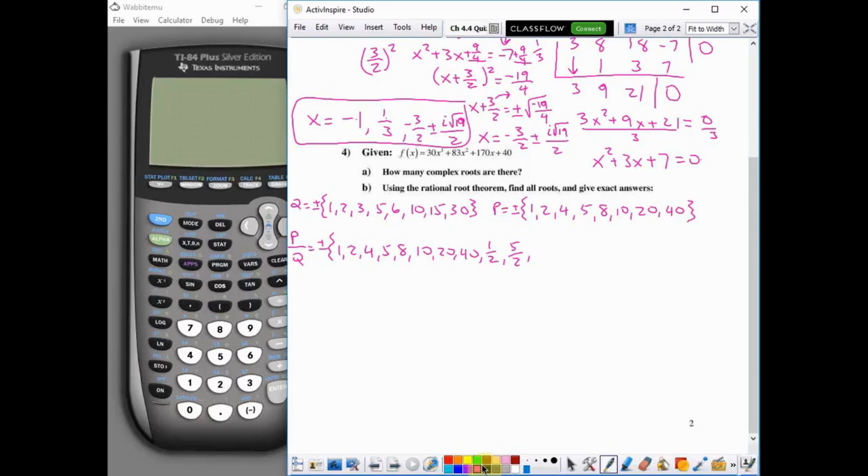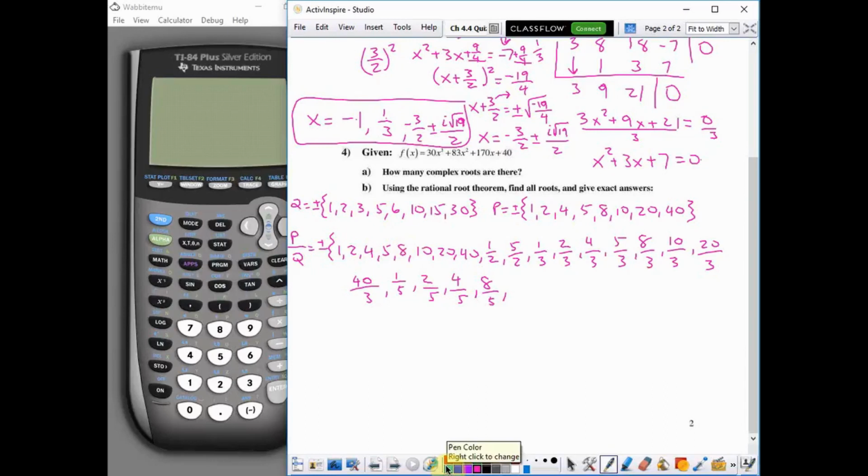So we've got those. All the P's over 3. 1 over 3. 2 over 3. 4 over 3. 5 over 3. 8 over 3. 10 over 3. 20 over 3. 40 over 3. All the P's over 5. 1 over 5, 2 over 5, 4 over 5. 5 over 5 is 1. 8 over 5. 10 over 5 is 2. 20 over 5 is 4. 40 over 5 is 8.